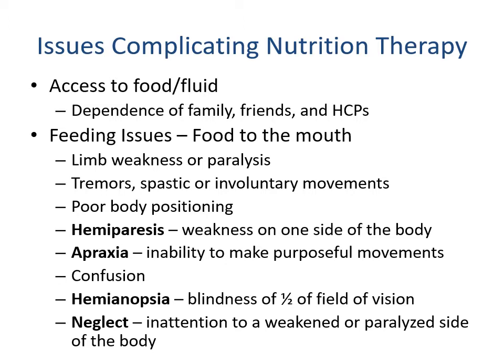So, feeding issues, for actually getting the food from the plate to the patient's mouth, there can be things like limb weakness or paralysis, tremors, spasticity or involuntary movements, poor body positioning, hemiparesis or half paralysis, which is weakness on one side of the body, apraxia, the inability to make purposeful movements. They can have confusion, hemianopsia, which is blindness in half the field of vision. So imagine if you're half blind, similar to a stroke, and neglect, which is just the fancy word for inattention to a weakened or paralyzed side of the body.